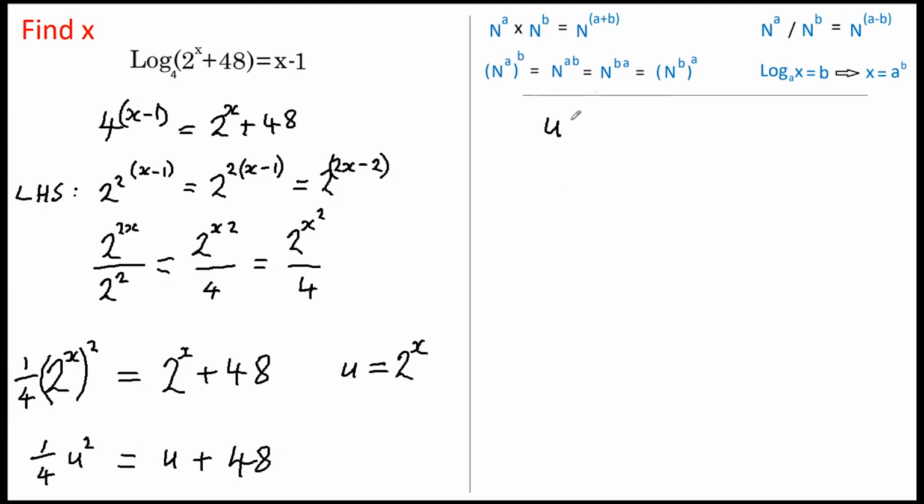Now let's multiply everything by 4 to get rid of the quarter. So we end up with u squared equals 4u plus 192. And rearranging, we get u squared minus 4u minus 192 equals 0. Now let's factorise this.